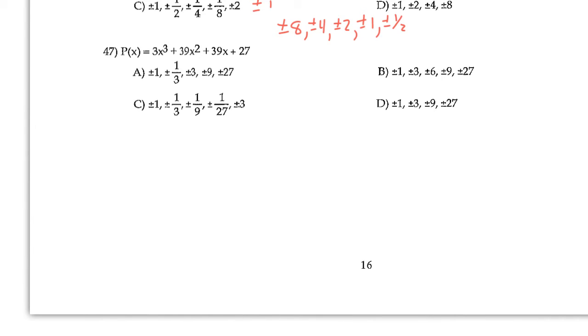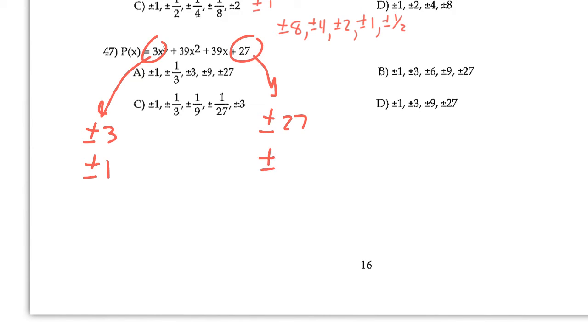So all of the factors of the lead term, 3, are positive and negative 3, positive and negative 1. All of the factors of the constant term, 27, are positive and negative 27, positive and negative 9, positive and negative 3, positive and negative 1. And now again, we're going to put the constant on top of the lead term, and any combination of that creates all the possible rational zeros.